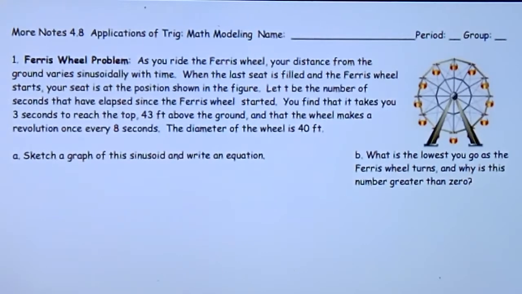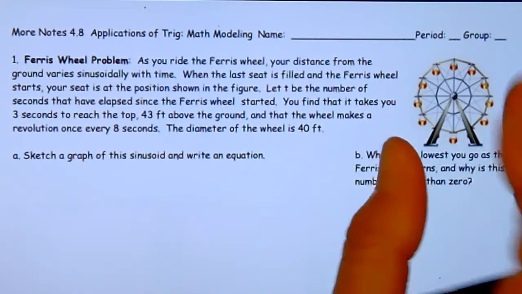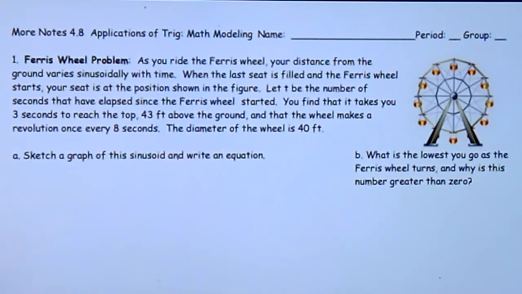Ferris wheel problem: as you ride the Ferris wheel, your distance from the ground varies sinusoidally with time. When the last seat is filled and the Ferris wheel starts, your seat is at a position shown in the figure. We don't know which seat it is. It doesn't really matter. We're going to base it off of the data they give us. Let t be the number of seconds that have elapsed since the Ferris wheel started. You find that it takes you 3 seconds to reach the top, 43 feet above the ground, and that the wheel makes a revolution once every 8 seconds, and the diameter of the wheel is 40.